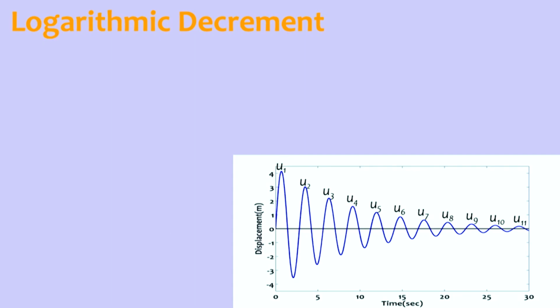Now we will discuss logarithmic decrement. As you can see, this is the response which is decaying. This decaying response has some peaks here, u1, u2, u3, u4. We will try to find out the relationship between these peaks. Are they following any pattern or not? That is what we are going to check.